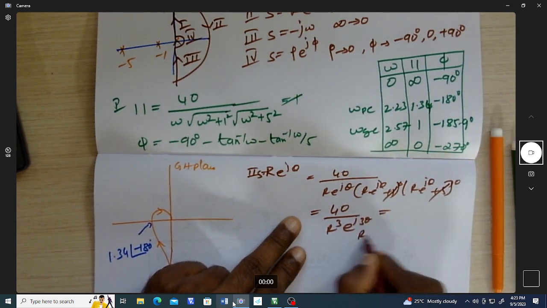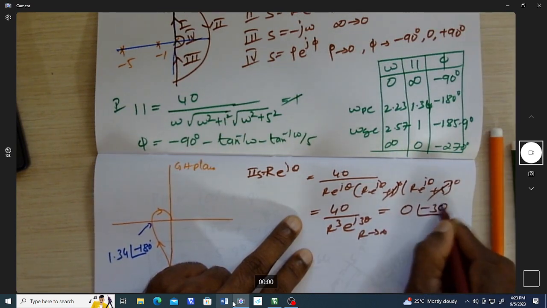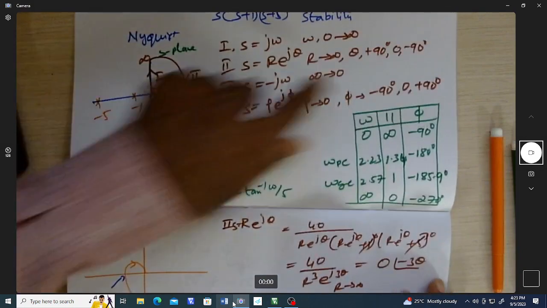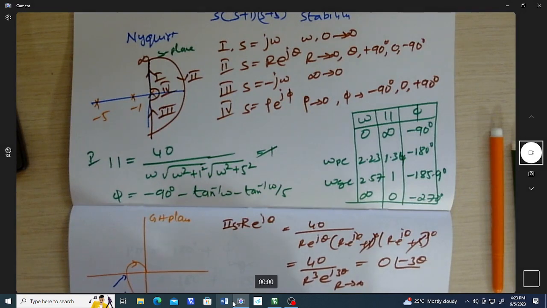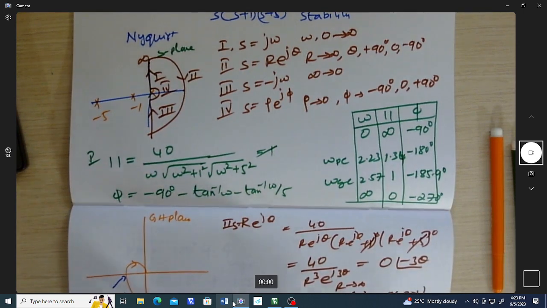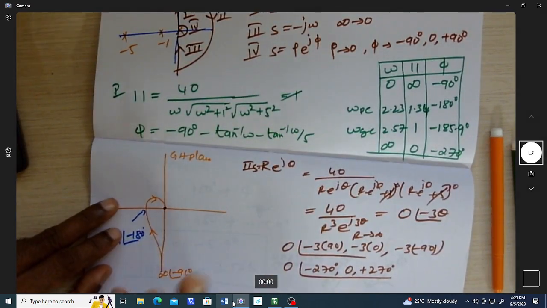Since r is tending to infinity, I can write it as 0 at an angle minus 3θ. Since I know that θ ranges from plus 90, 0, minus 90, it is minus of 3 into 90, minus of 3 into 0, minus of 3 into minus 90. So this is the phi value. It is now 0 at an angle minus 270 degree, 0 degree, plus 270 degree. So this is actually a dot at the origin. So what all exercise we did is ending with a dot at the origin.